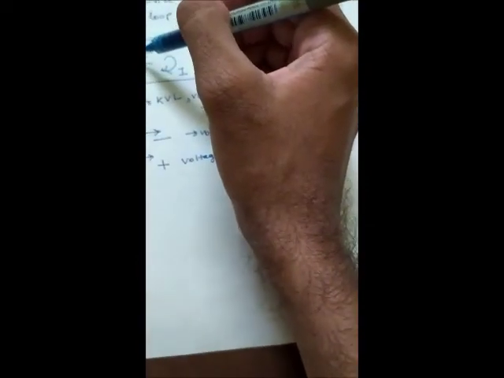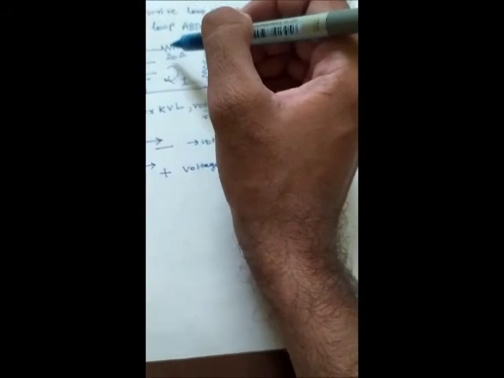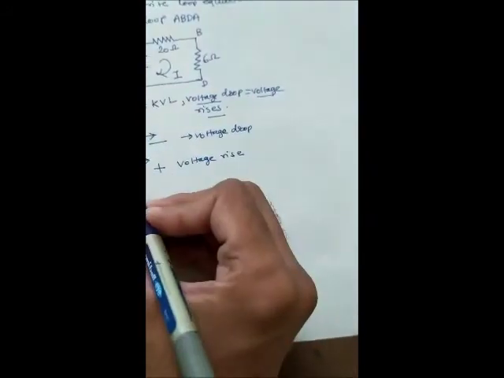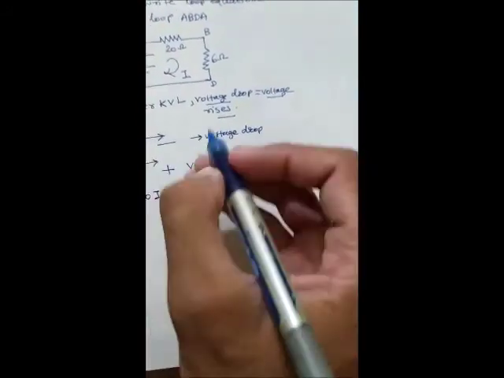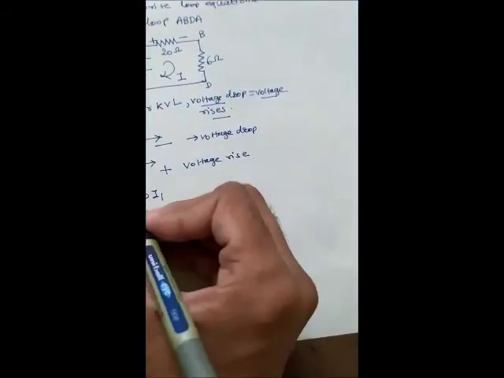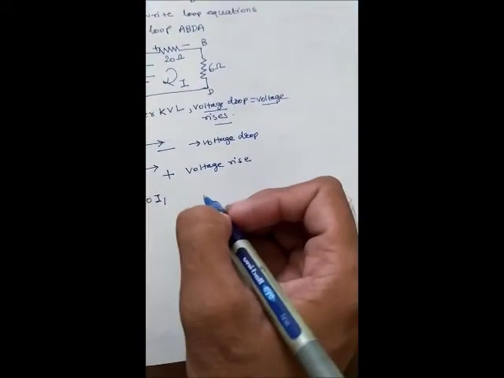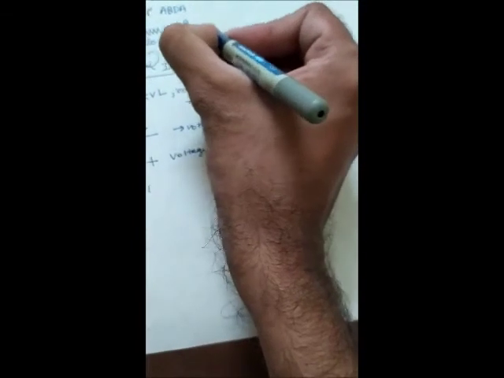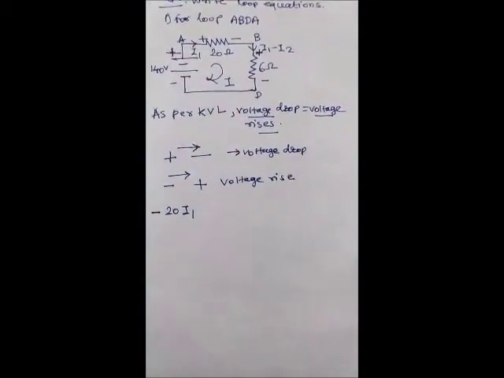So minus to plus current is flowing, then 20 ohm. So I will write down 20 I1. This is plus and this is minus. So minus 20 I1. Again this is plus and minus, having current I1 minus I2. Okay, current I1 and I1 minus I2 here current.